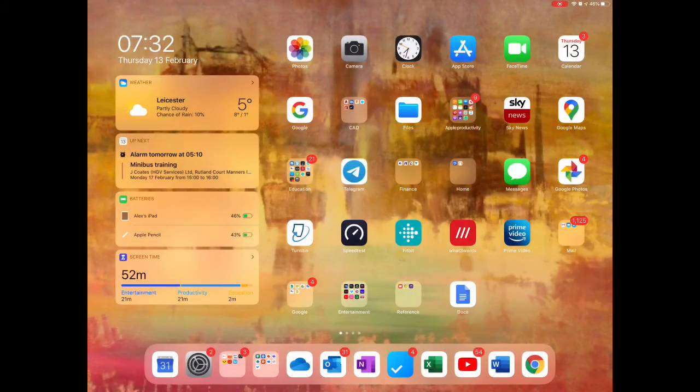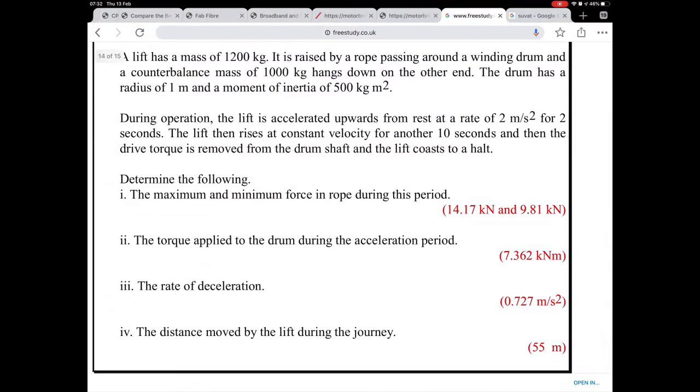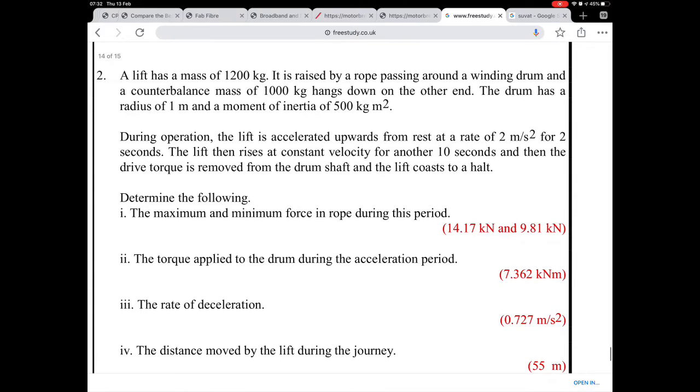Okay everyone, so we're going to have a look at the question that we had a look at last week that went a bit wrong. Now I found the problem, there's a few problems actually, and we can work out this together now. So we're going to have a look at this problem here, question 2.